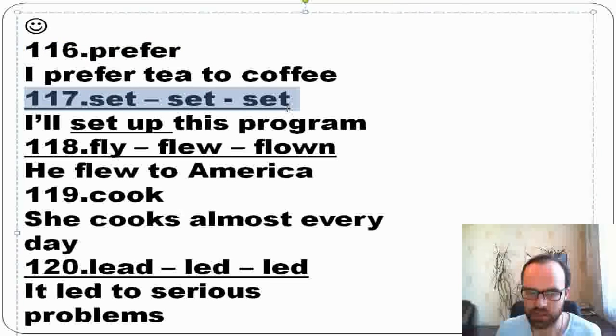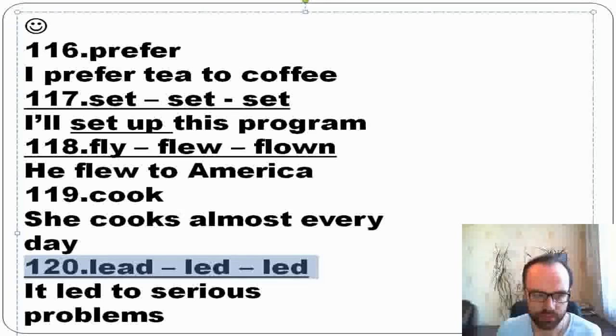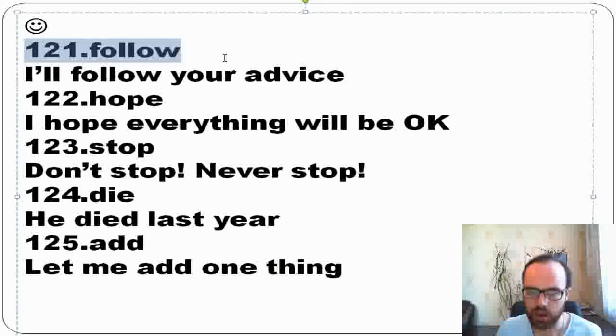Set, set, set. I'll set up this program. Fly, flew, flown. He flew to America. Cook. She cooks almost every day. Lead, led, led. It led to serious problems. Follow. I'll follow your advice. Hope. I hope everything will be okay. Stop. Don't stop. Never stop. Die. He died last year. Add. Let me add one thing.